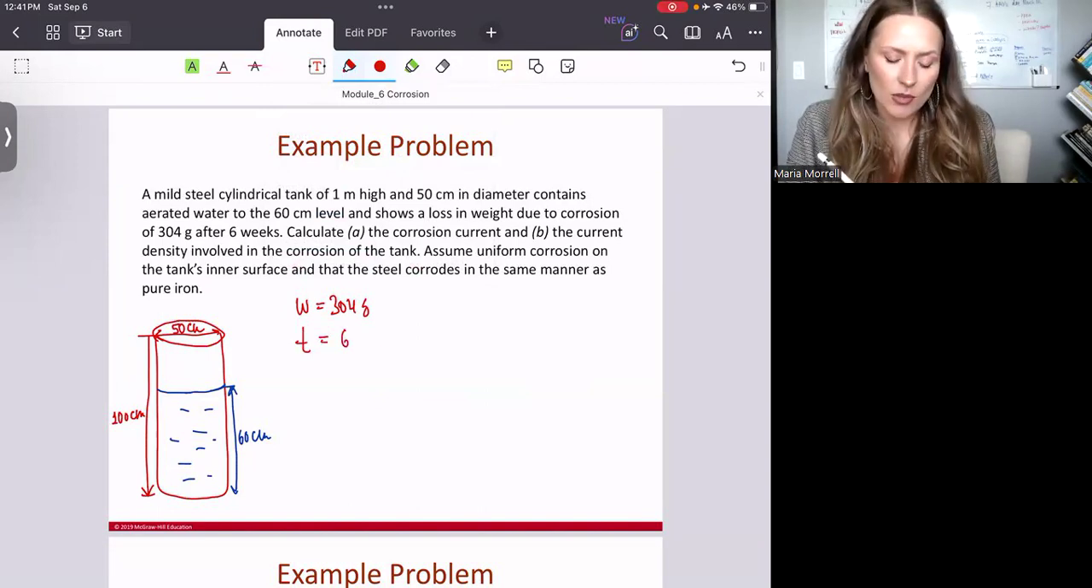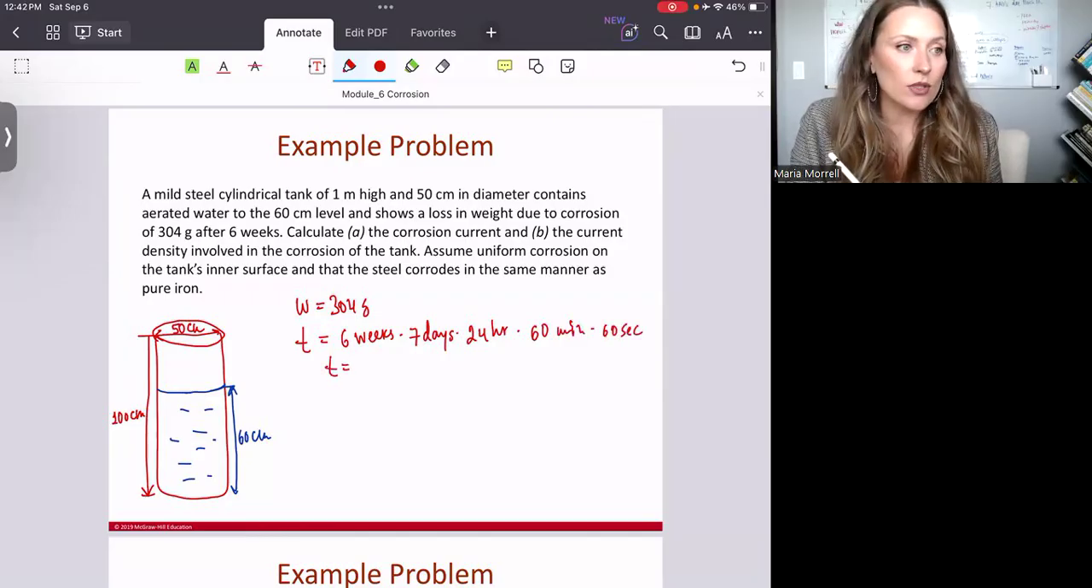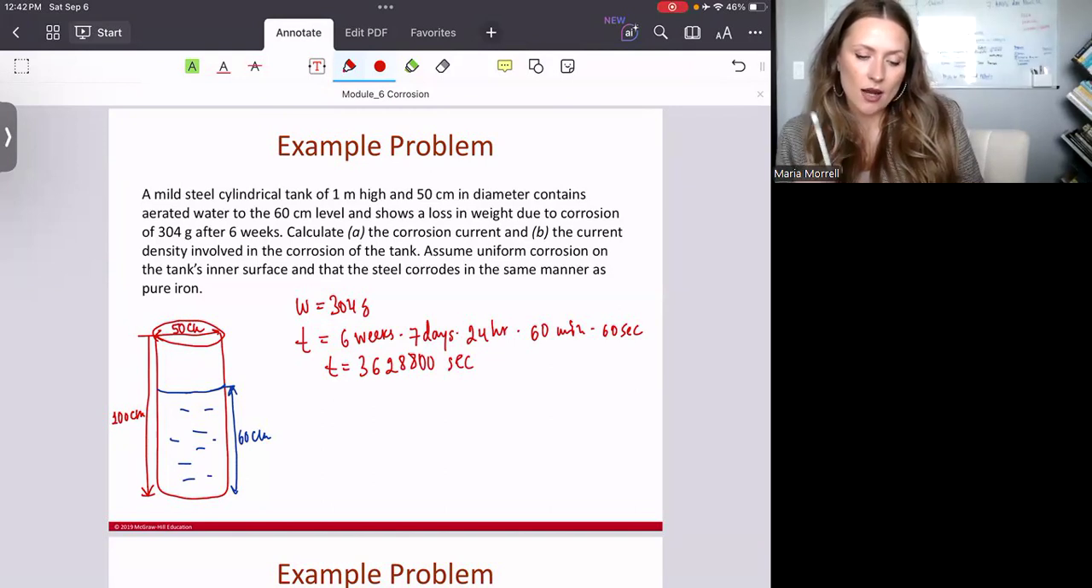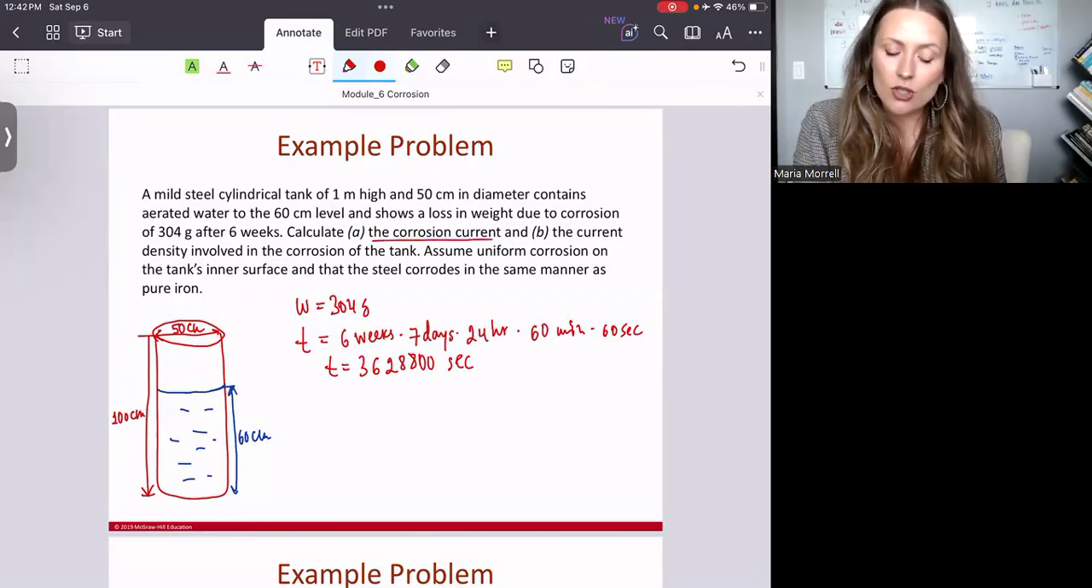It would make sense to make a conversion right away, because I know that I need seconds for my equation. 6 weeks times 7 days times 24 hours times 60 minutes times 60 seconds. That would give me a very large number in seconds. Weeks, days, hours, minutes, seconds. Done. Now, question number one is to calculate the corrosion current.